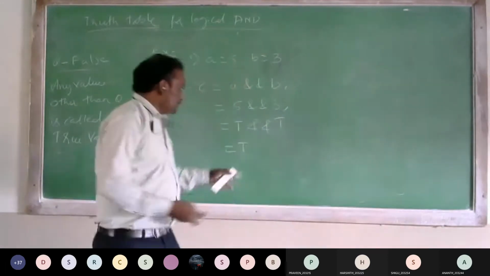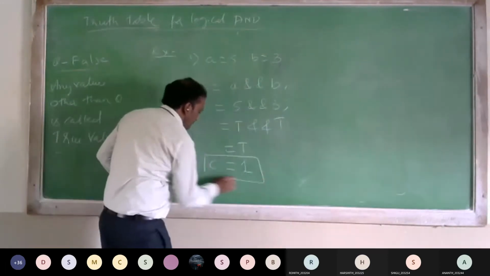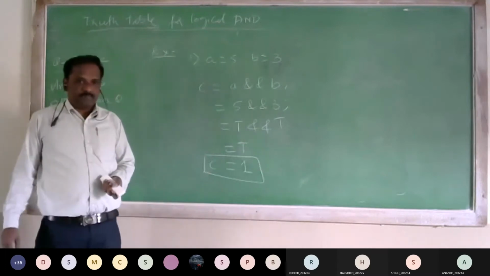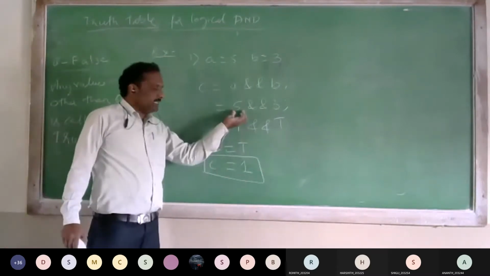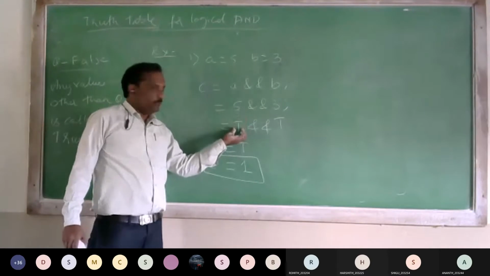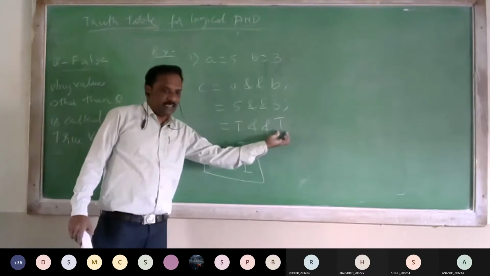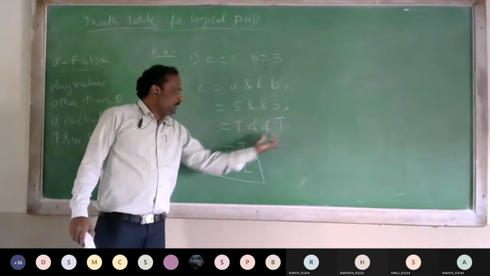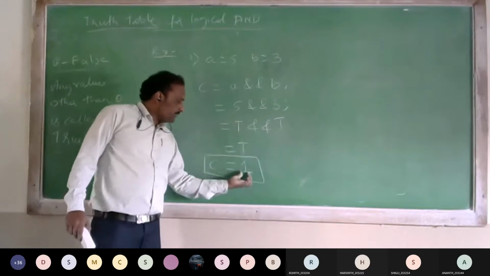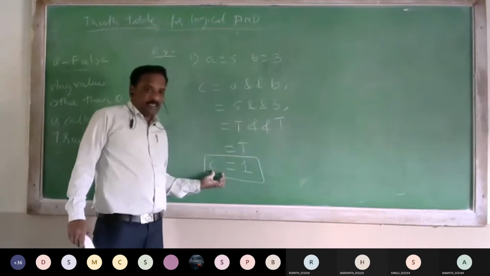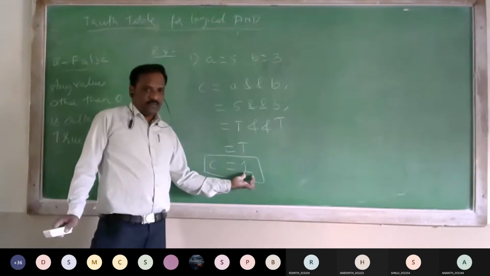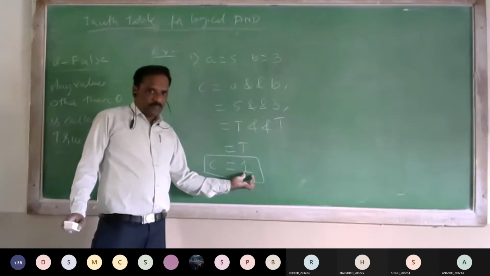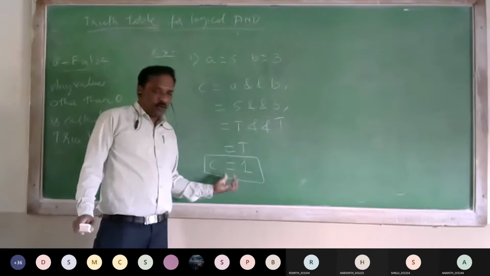What is the true value? True value means 1. The result will always be 1. But here it is 5; 5 I have taken as true. Here it is 3; 3 I have taken as true. True and true, the true result we will get as 1. In C language, and in programming languages, the result will be either 1 or 0.